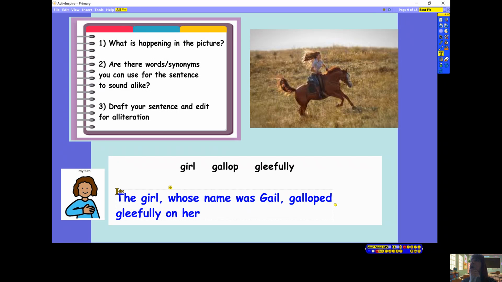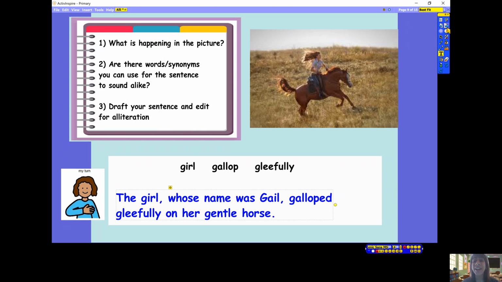It's still that j sound on her. I'm going to go for gentle, even though I know it's not a g sound, it still sounds quite similar. Still the j on her gentle horse. The girl, whose name was Gail, galloped gleefully on her gentle horse.